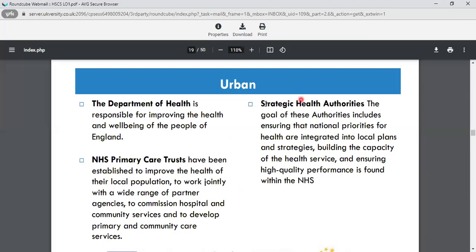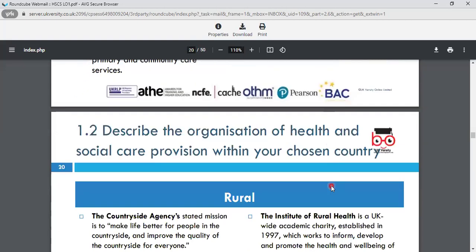Yeah. And then there are strategic health authorities. The goal of these authorities includes ensuring that the national priorities for health are integrated into local plans and strategies, building the capacity of health services, and ensuring high quality performance is found within the NHS. This is for the urban setup.